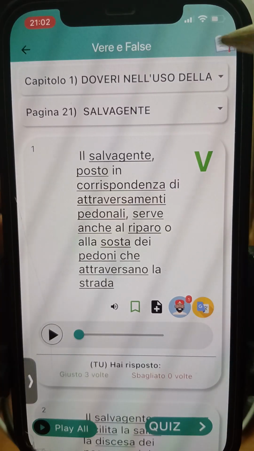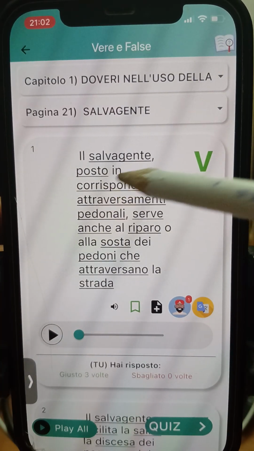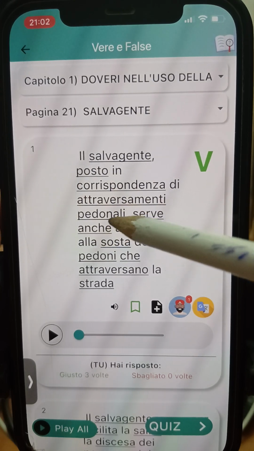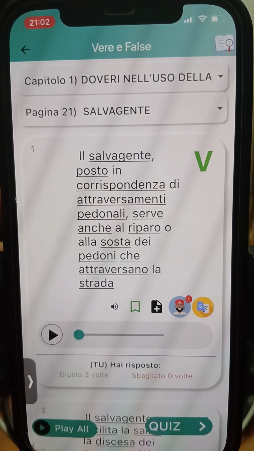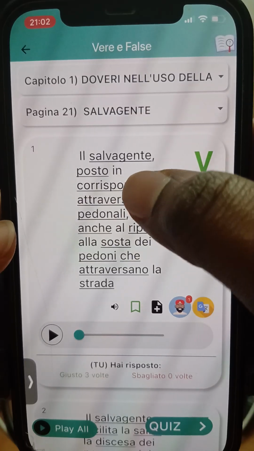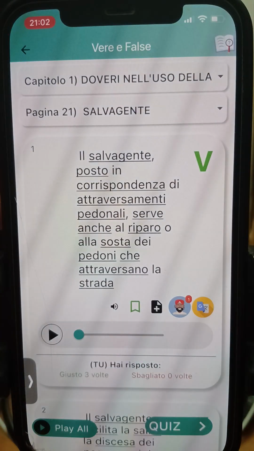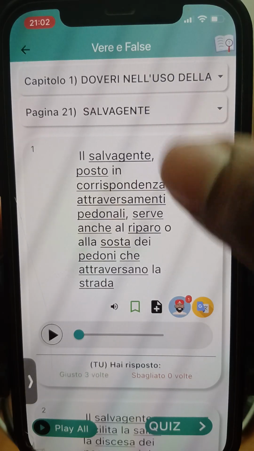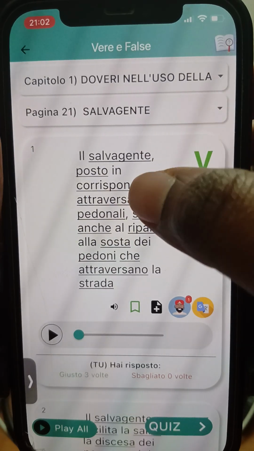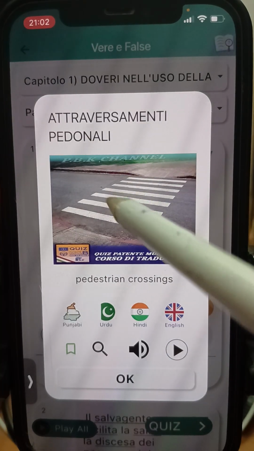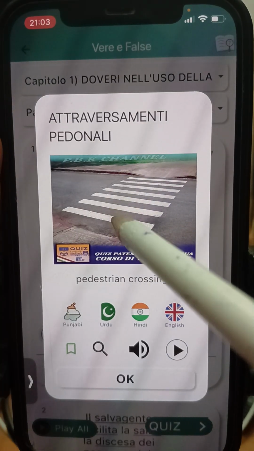Now it says il salvagente when it is posted on what? In corrispondenza di attraversamenti pedonali. Corrispondenza means the exact spot. When they post it at the exact spot of this attraversamento pedonali, which is this pedestrian zebra crossing.